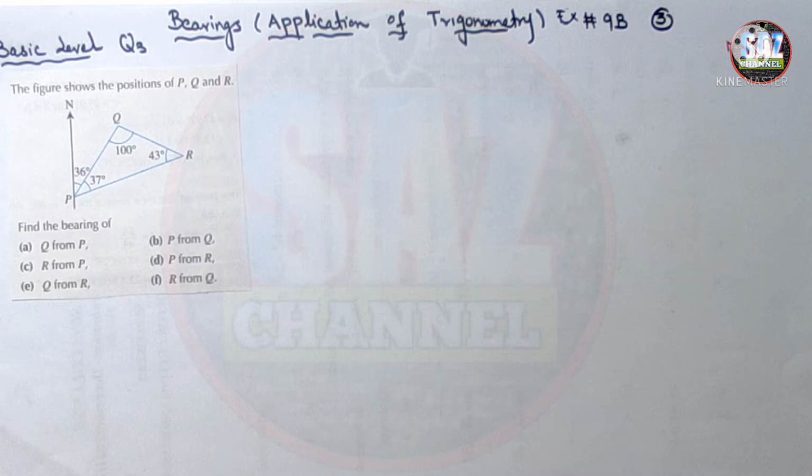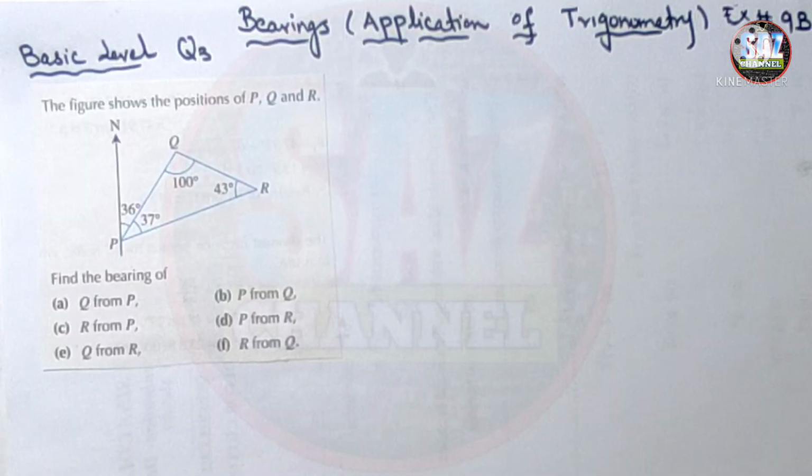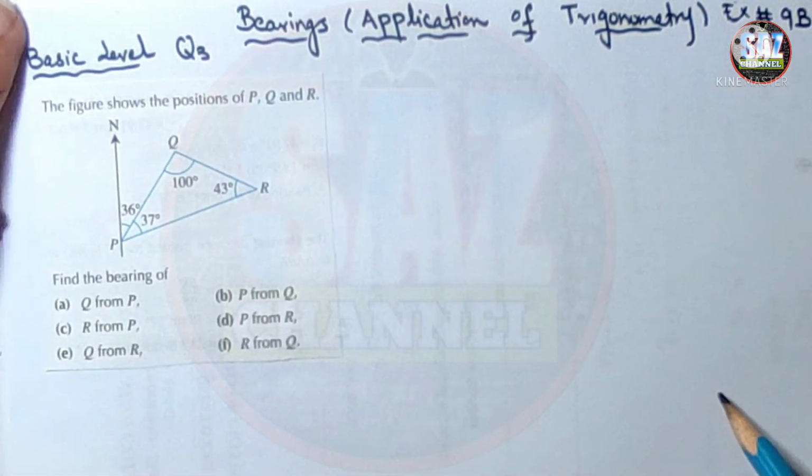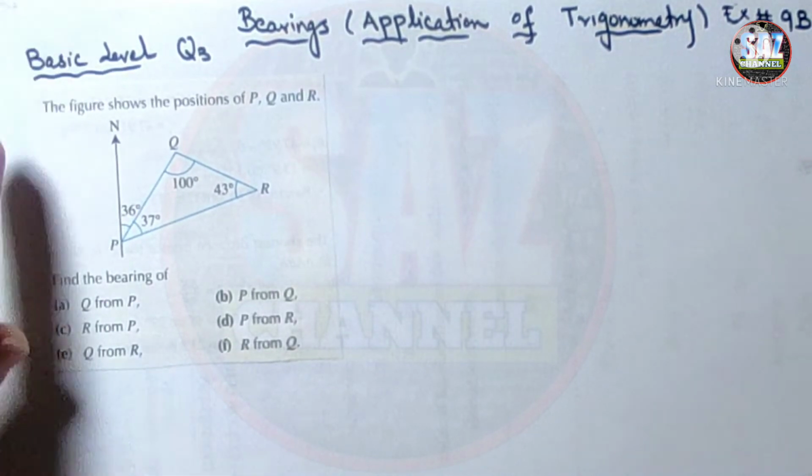Let's move to today's class, and in today's class I'll be discussing question number 3, basic level. Question 3 says the figure shows the positions P, Q and R, and we have to find the different bearings. Let's move to the discussion of the question, and the first part of the question is that we have to find the bearing of Q from P. Bearing of Q from P.